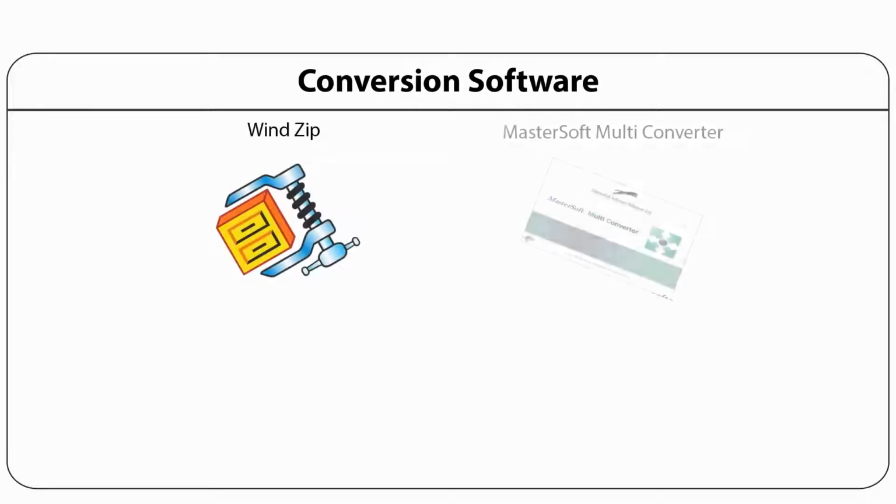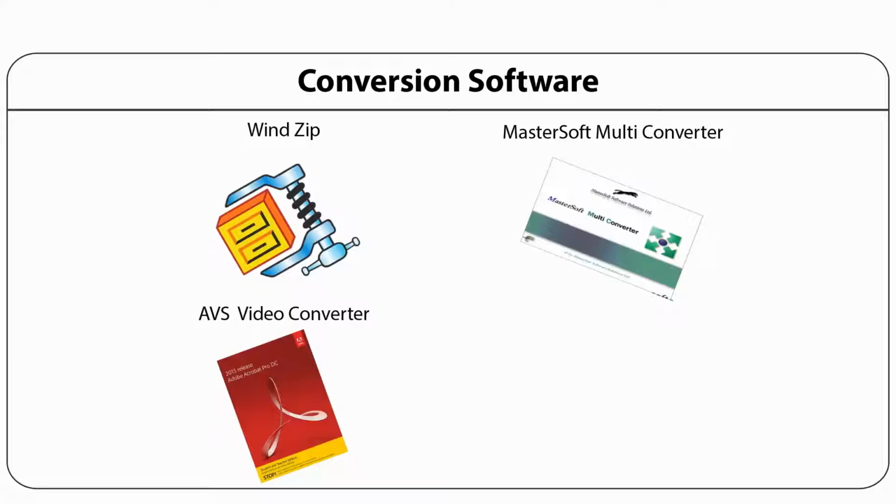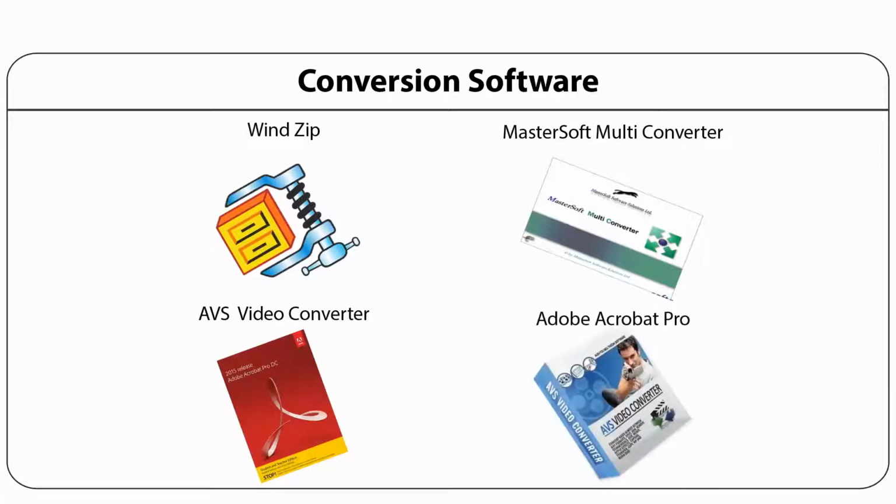Conversion software. The most commonly used data conversion software are WinZip, MasterSoft Multi-Converter, AVS Video Converter, and Adobe Acrobat Pro. WinZip is a lossless converter. AVS Video Converter is a video converter. Adobe Acrobat Pro is a PDF converter.